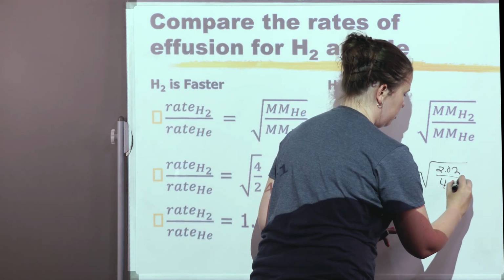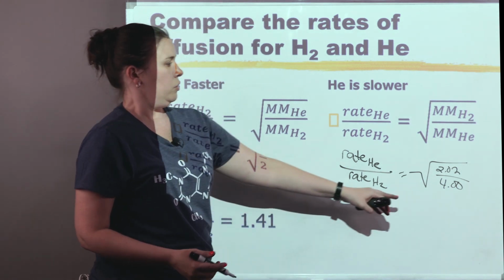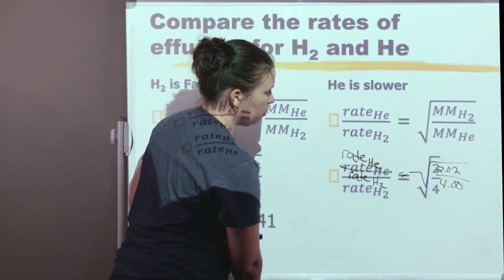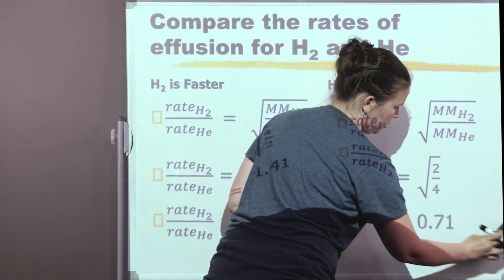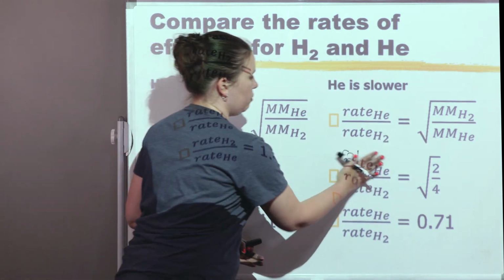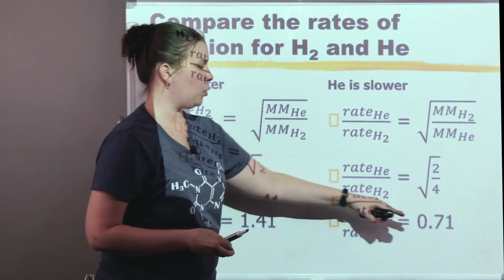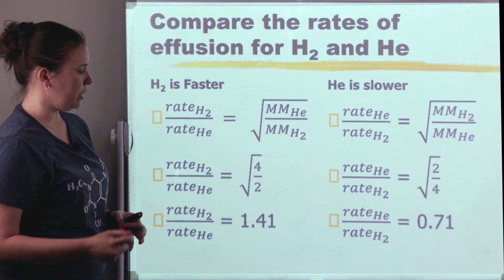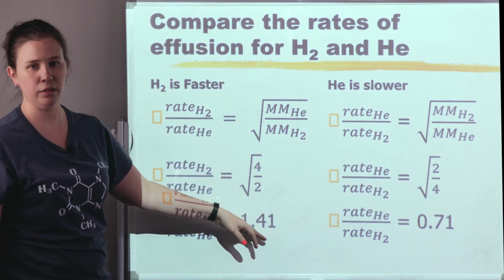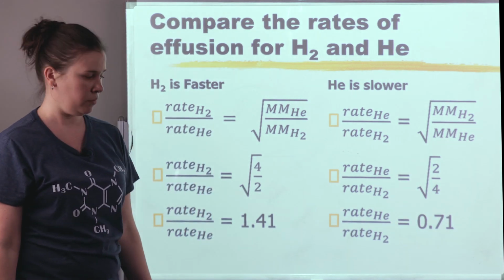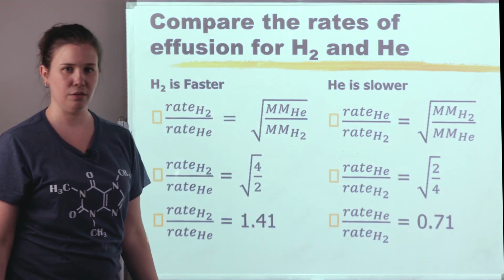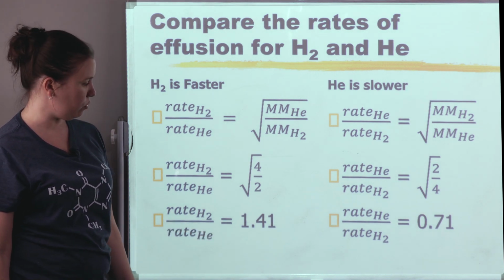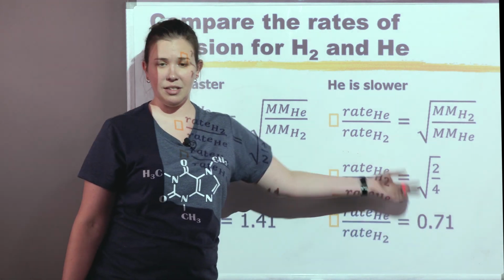So math-wise, you can already see we should be getting a different number. If I find 2 divided by 4 and find the square root of that number, what do we get now? We would get about 0.71. So this would be read that helium moves 0.71 times as fast as hydrogen. What do you think the relationship between the numbers 1.41 and 0.71 might be? How could these numbers be related to each other? They're actually inverses of each other. If you punch in the calculator 1 divided by 1.41, you're going to get 0.71 and vice versa.